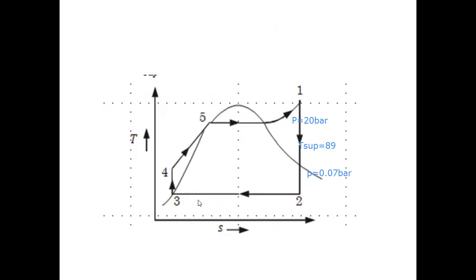T superheated is equal to 574.4 Kelvin. See here, in the diagram the vertical line represents temperature and the horizontal line represents entropy. Points 3, 4, 5 are in the wet steam region. 5 to 5 dash is the dry region, and 5 dash to 1 is the superheated region. This is the TS diagram of a pure substance.